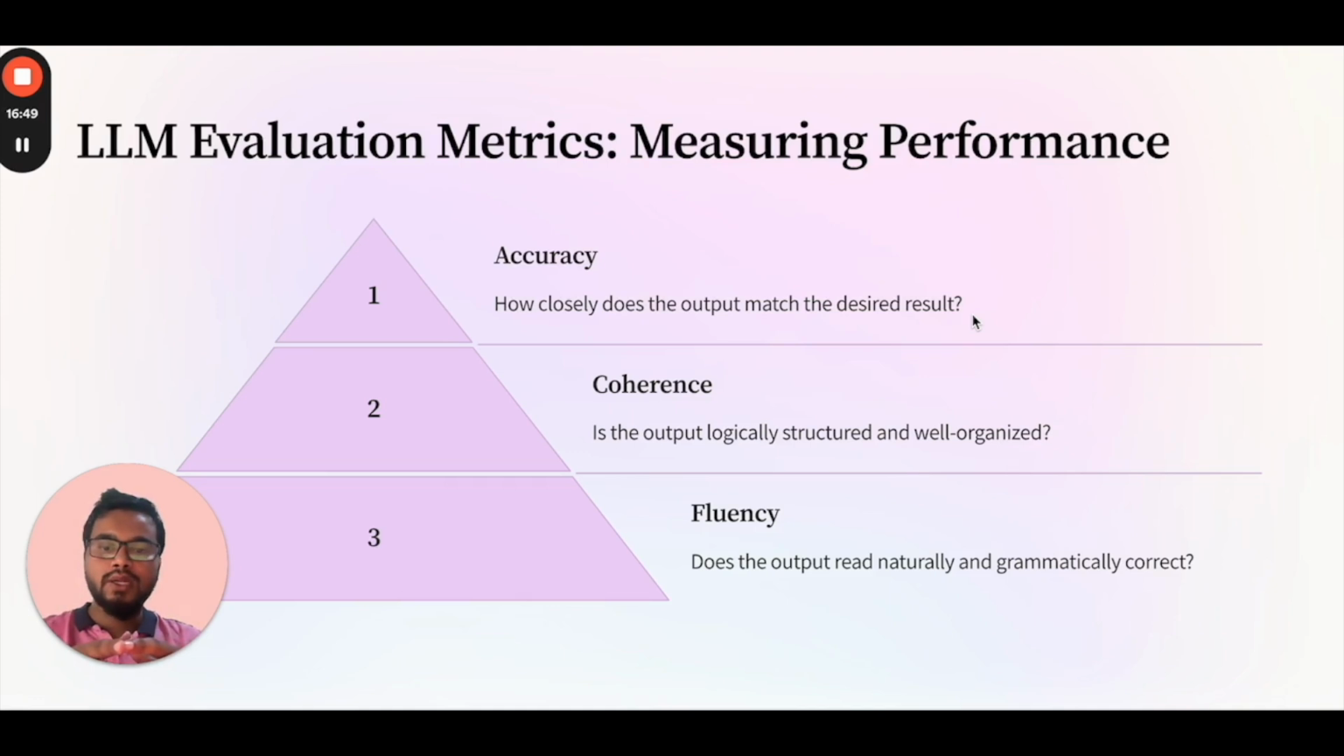Number two, coherence. Is the output logically structured and well organized? So whatever data has been given by the LLM needs to be logically correct, right? It cannot be some gibberish which doesn't make sense. Number three, fluency. Does the output read naturally and is it grammatically correct? Again, that also needs to be readable by a human, not having a lot of mistakes so that it's not easy to read.